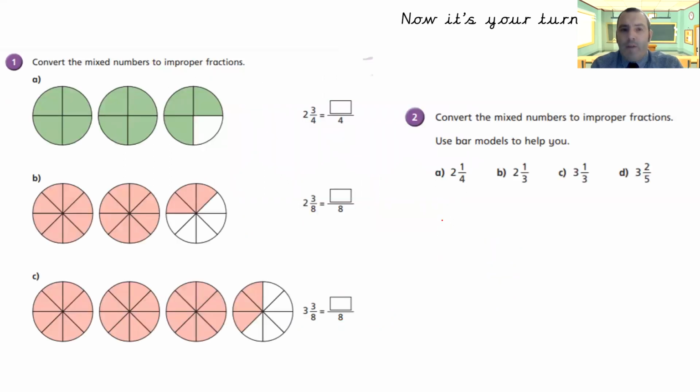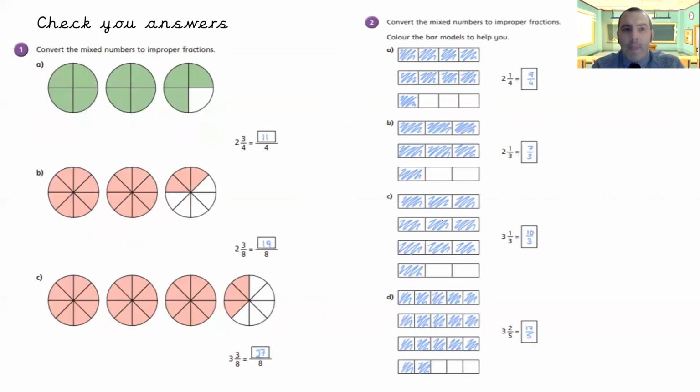Some questions for you to have a go at now. Pause the video here to have a go at these. For question 2, draw them out. Bar models will be your friend on this one. Pause now. How did we get on? I'll share the answers with you now.